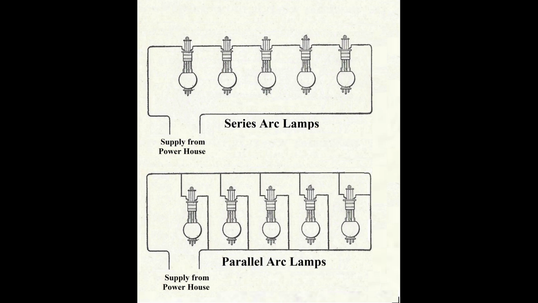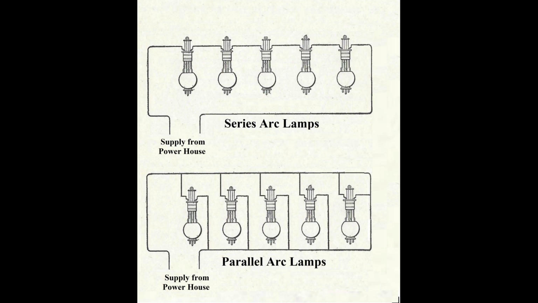Parallel or constant potential arc lighting systems were better for use in buildings where the lamps were not a great distance apart. Where larger distances were involved, such as street lighting, the series distribution system was very common.